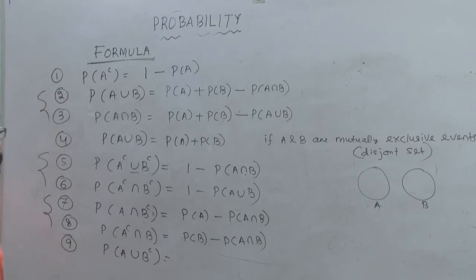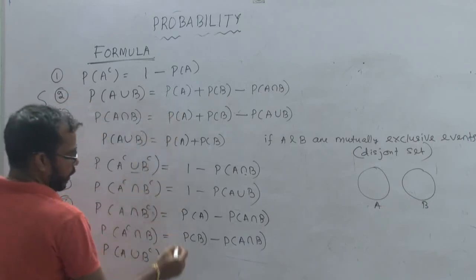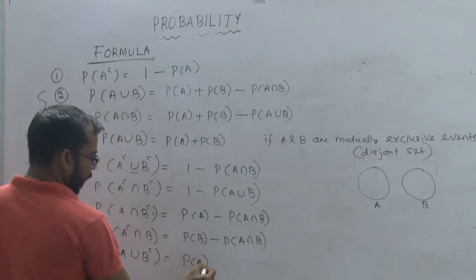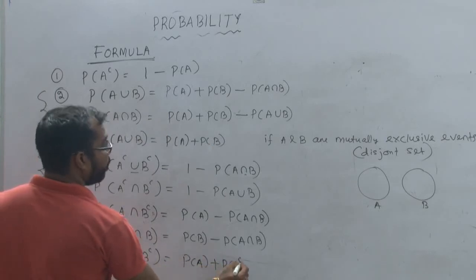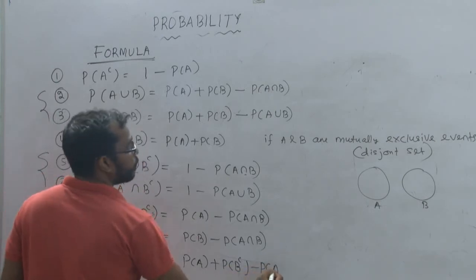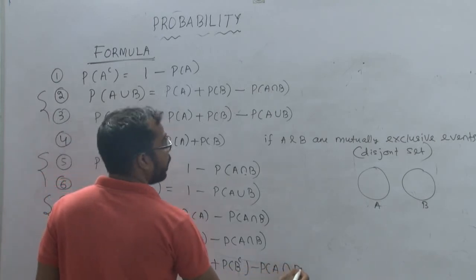So next, proceed to formula number 9, that is the probability of A union the complement of B. You can use formula number 2, that is the probability of A union B. So here you can see the probability of A union B, with the complement of B. So we can use formula 2. According to formula number 2, we can write here the probability of A plus the probability of the complement of B minus the probability of A intersection the complement of B.